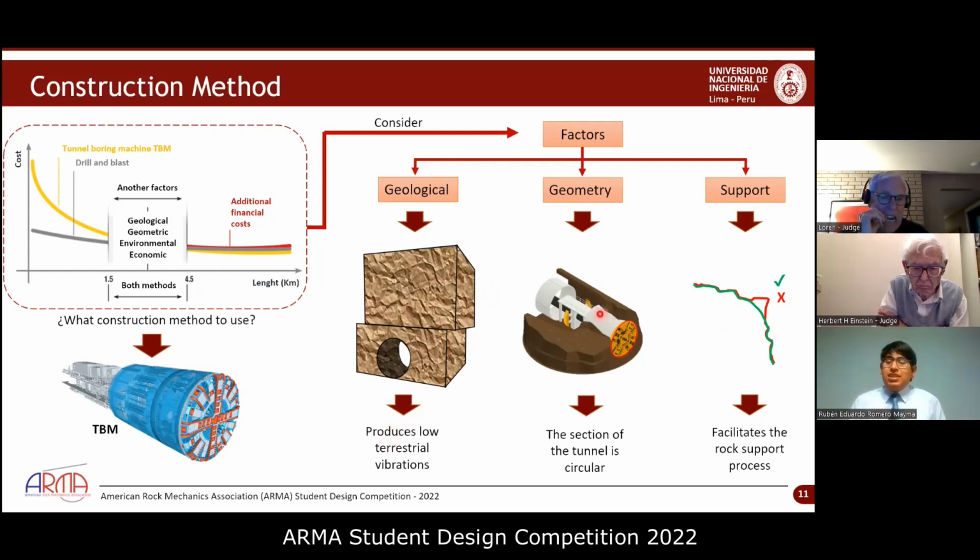The second factor is the geometric, because being a circular tunnel, we look for a method that facilitates the execution of a circular geometry. And finally, the support factor, which seeks that the chosen method generates a smooth surface that facilitates the process of installing supports in the tunnel. Due to these three principal factors, the TBM was chosen as the most adequate construction method.